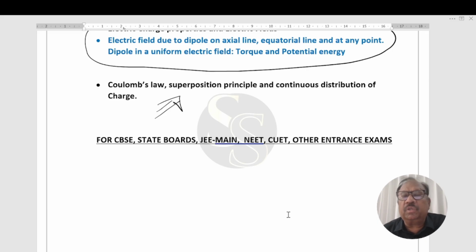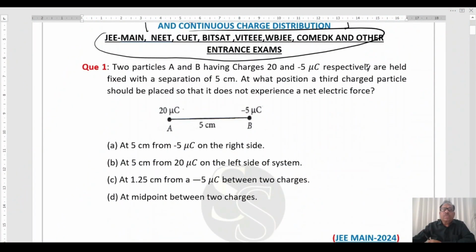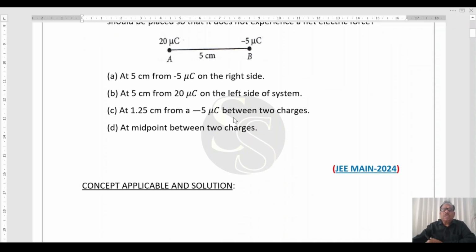Now let's start with the question. Two particles A and B having charges 20 microcoulomb and minus 5 microcoulomb respectively are fixed with a separation of 5 centimeter. At what position should a third charged particle be placed so that it does not experience a net electric force?